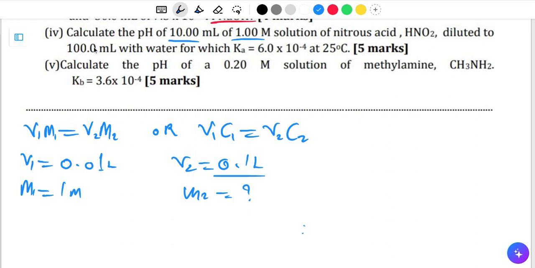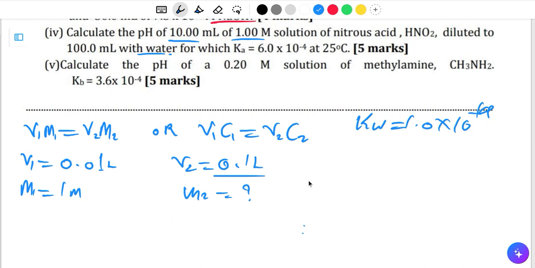So the question is saying calculate the pH of 10 mL of 1 molarity solution of nitrous acid diluted to 100 mL with water, for which Ka is equal to 6.0 multiplied by 10 to the power negative 4 at 25 degrees. So at 25 degrees Kw, which is the ionization of water, is 1.0 multiplied by 10 to the power negative 14.